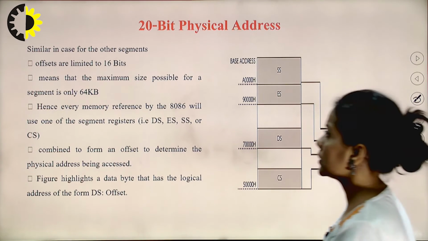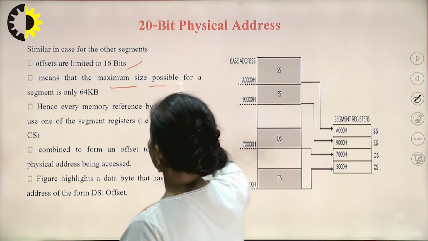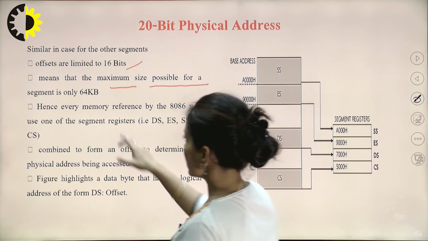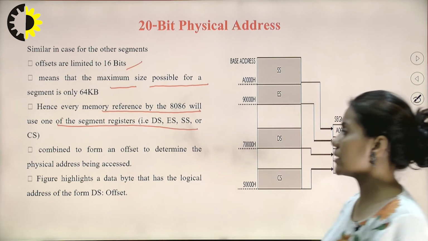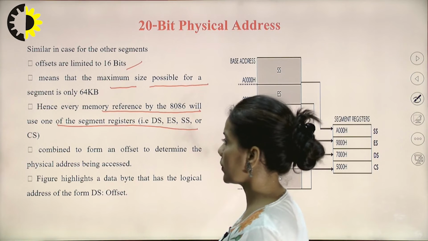Similar is the case with other segments. Offsets are limited to 16 bits, which means that the minimum size possible for a segment is only 64 KB. So every memory reference by the 8086 will use one of the segment registers, that is DS, ES, SS or CS. It can be any of the segment registers.